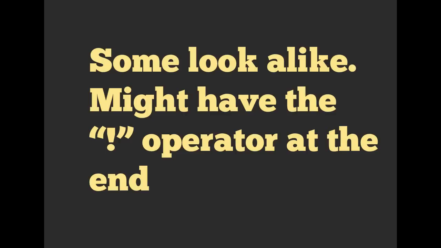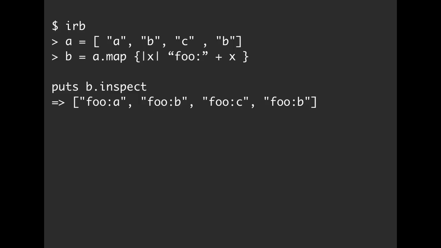Finally, some methods might look alike, but have a bang operator. Exclamation mark is a lot of syllables. So in computer programming, we call the exclamation mark the bang. So whenever you hear me say bang, I'm not trying to emulate a gunshot or anything along those lines. I'm saying exclamation mark.